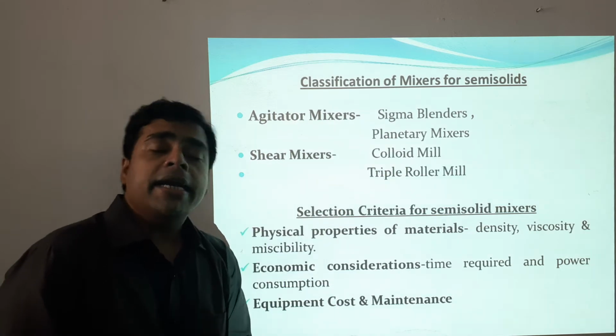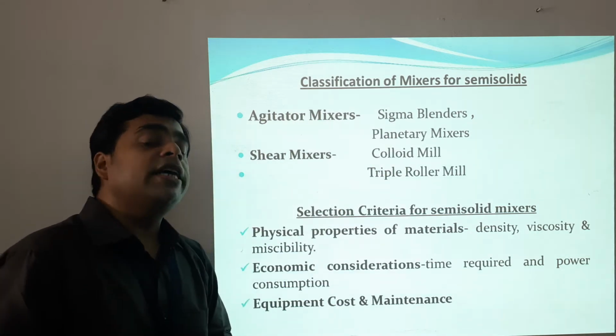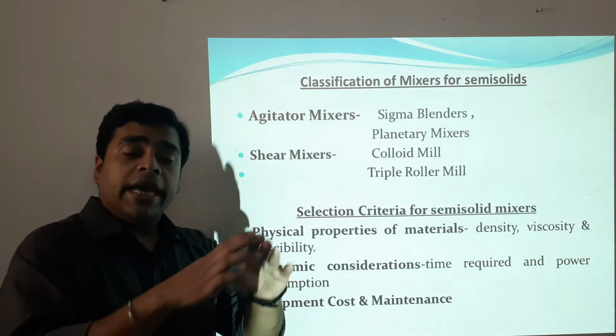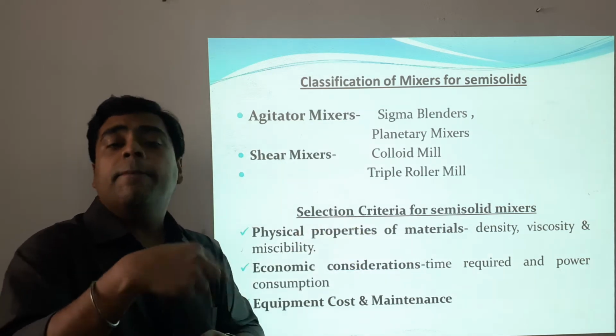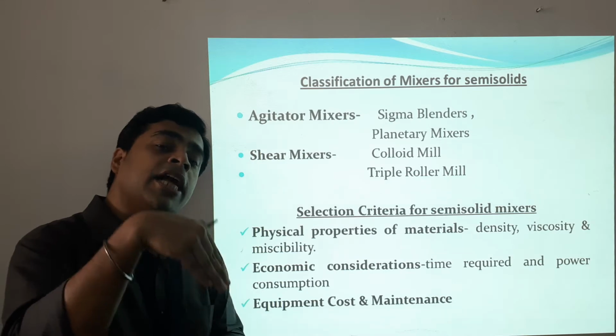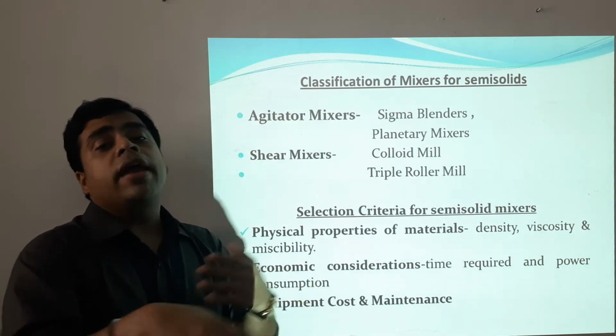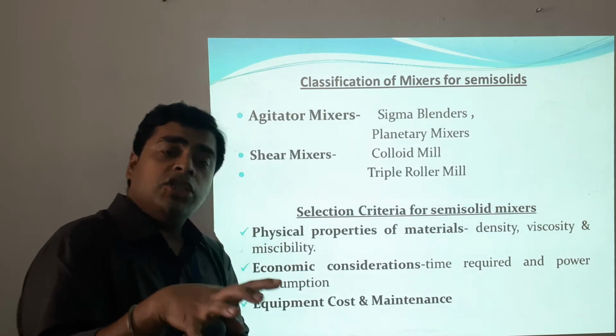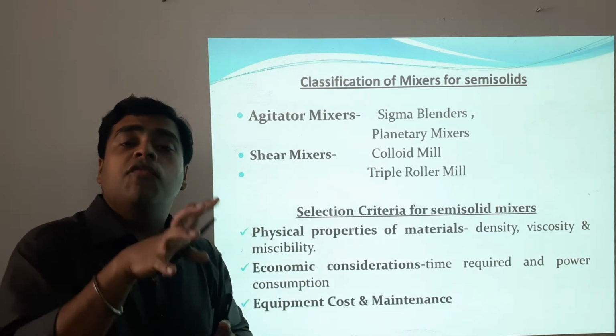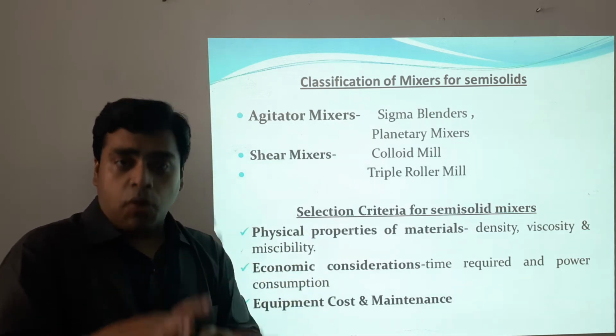Next we have the planetary mixer, which is another sophisticated machine in which, inside the static trough, there are rotating blades, and the projection blade can move anywhere in the rotating trough. So there is minimal chance of formation of dead spots.